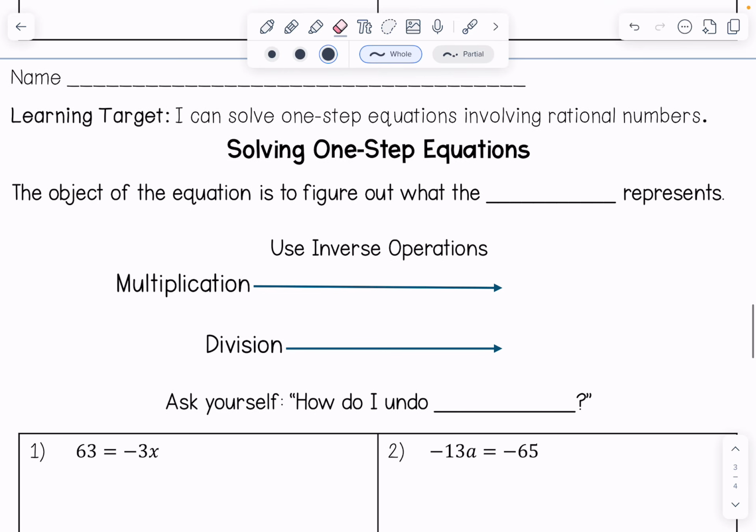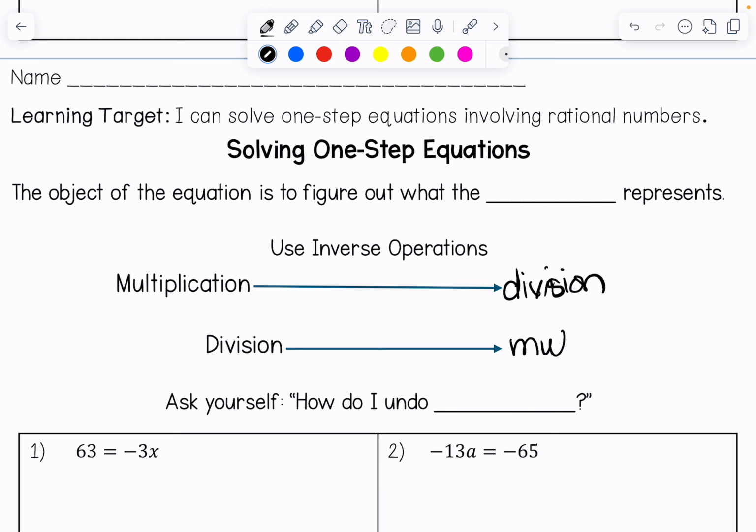Same thing when we're solving equations that involve multiplication or division. We want to use inverse operations, so we want to ask ourselves what's happening to the variable and how do we undo that. The inverse operation of multiplication is going to be division, and the inverse operation of division will be multiplication.